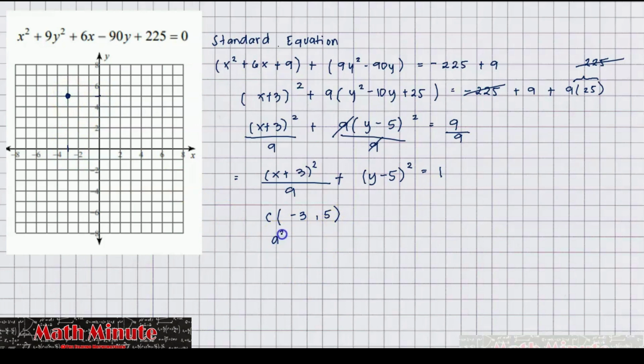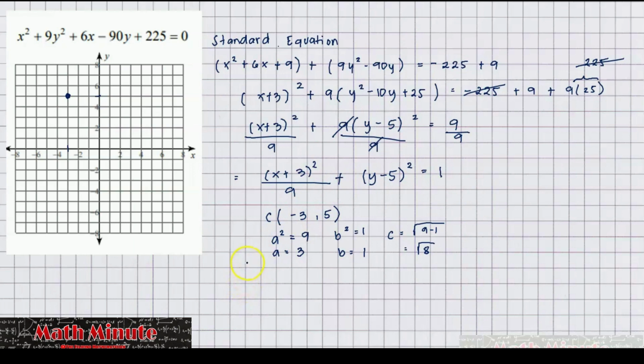Our a squared here is equal to 9, meaning a is equal to 3. B squared is 1, so b is equal to 1. And c is equal to the square root of 9 minus 1, or square root of 8. So we can now locate the vertices, co-vertices, and your foci here.